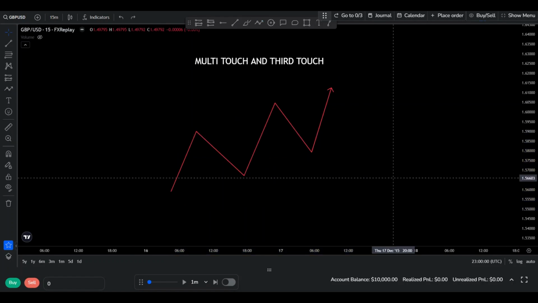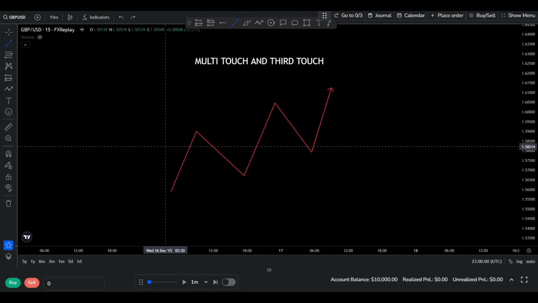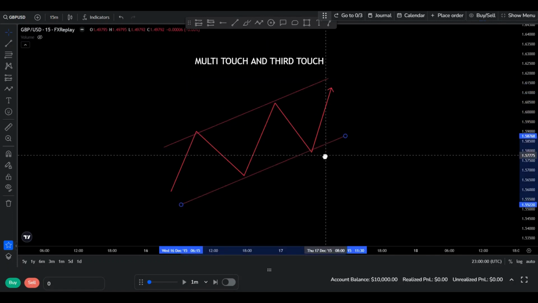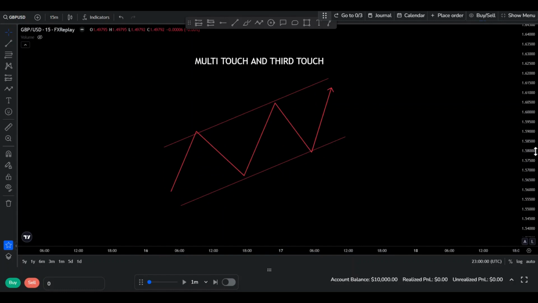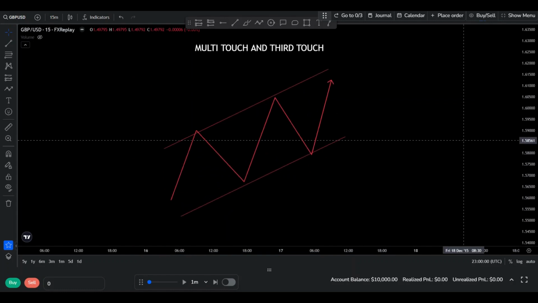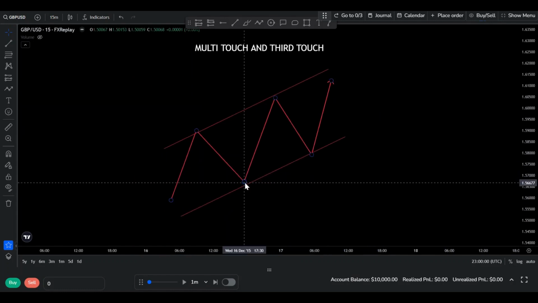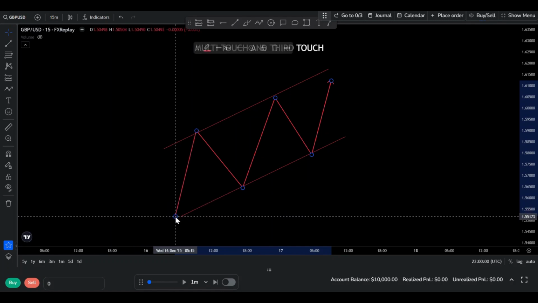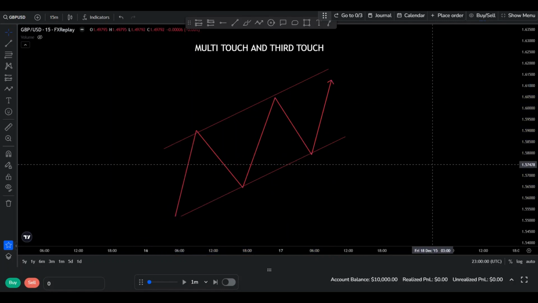Sorry about that. Let me give this drawing another shot. All right, so I'm using a bullish pattern for this example. In every pattern that forms, the concept of the multi-touch and third touch talks about price breaking a pattern at the third touch most of the time.